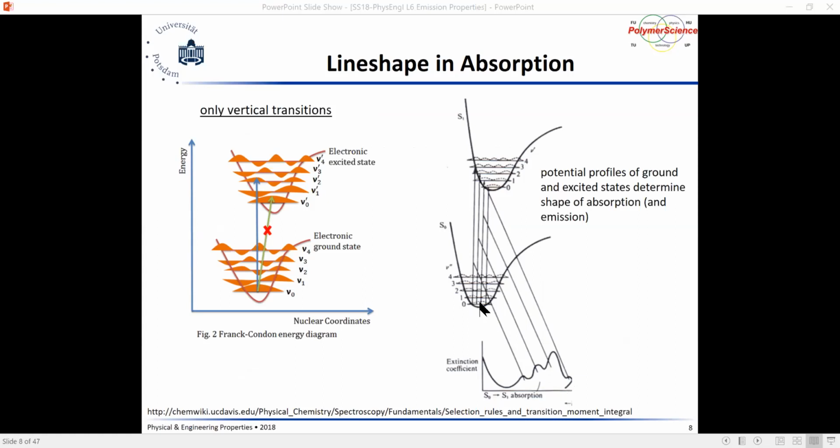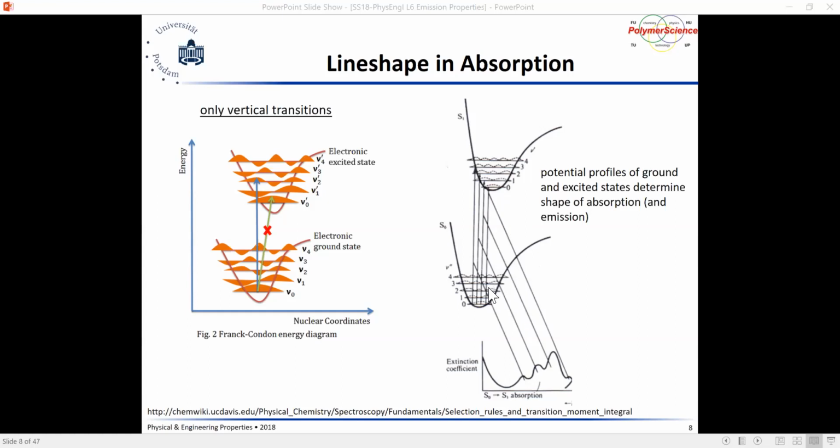Another transition would be from 0 to 1 vibronic level. Then that would be the next one. The next one, from 0 to 2, would be the peak after that. And the last peak, with the lowest wavelength or the highest energy, would be the one from the 0 vibronic level to the highest vibronic level in the S1. So in this example, it would be 3.